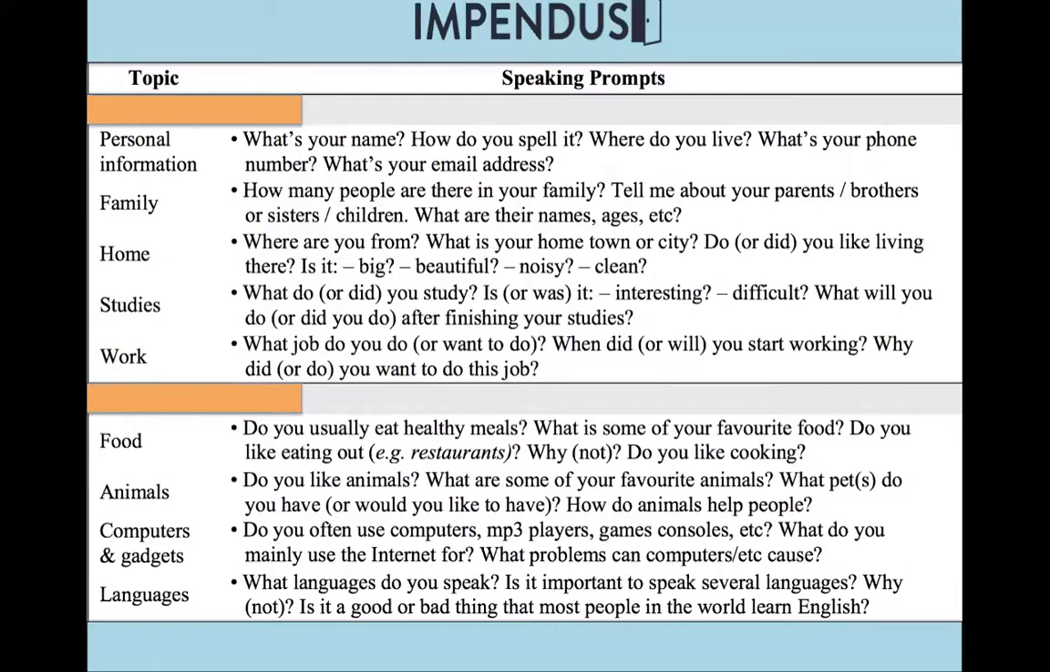All right, let's reveal the answer. If you guessed elementary A2, then you're correct. Let's go on to the next one. In the next section, we're asking about food, animals, computers and gadgets, and languages.